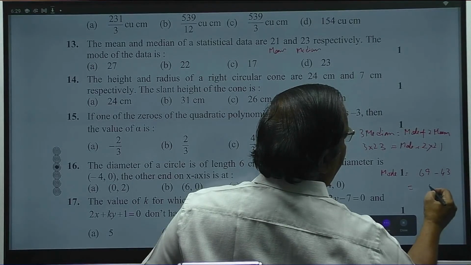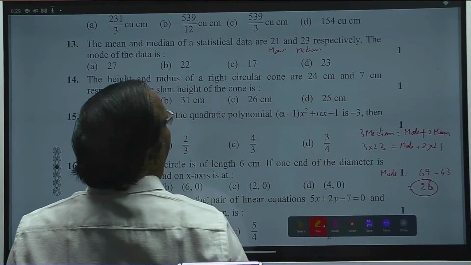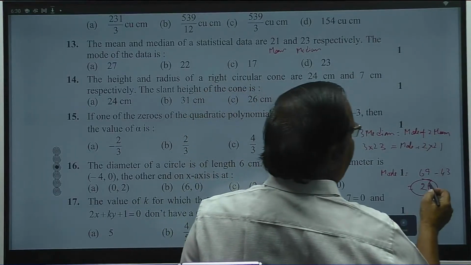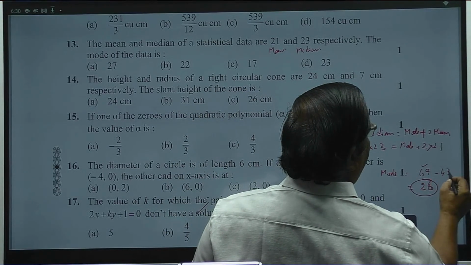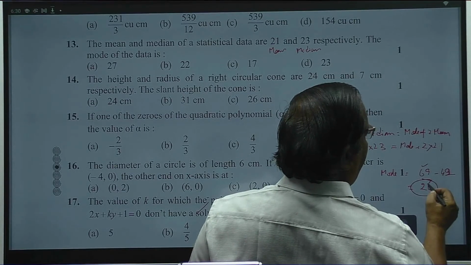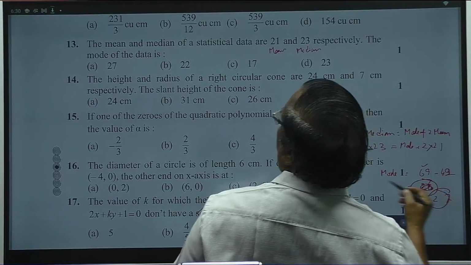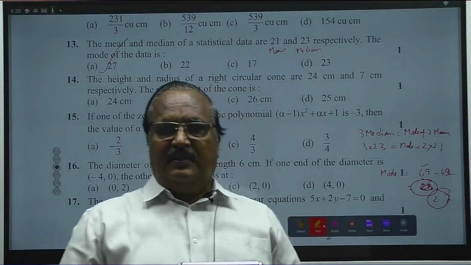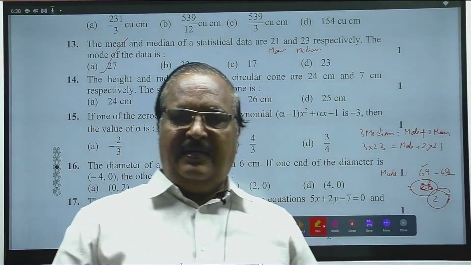9 minus 3, 6, 6 minus 4, 26 is the answer. 26 is not there. So my calculation is somewhere wrong. 69 minus 42, this is 27. Okay, A is the correct answer. Very good, Bhavesh. Yeah, thank you.